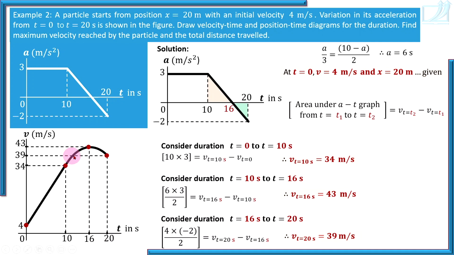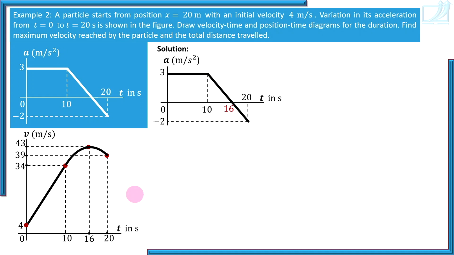Also, this portion meets the straight line at t equal to 10 seconds. There must not be sharp corner here. Take care. When you get sharp corner in VT diagram, when there is vertical straight line in AT diagram. There is nowhere vertical straight line in AT diagram. Vertical straight line in AT diagram is sudden change in acceleration. So this is how we have completed VT diagram.